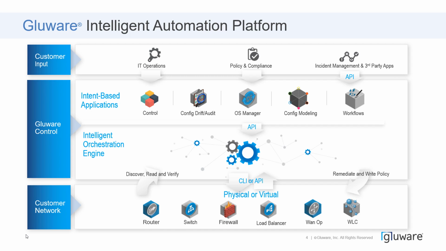On the top, what customers bring into Gluware are your IT operational policy, your definitions, your policies, and compliance. So for example, in Audit, you can define your own company policy audits for compliance. On the config modeling side, you can bring your own network design, bring your own configuration, and Gluware will provide automation of your config across your network. So we're going to get into that.